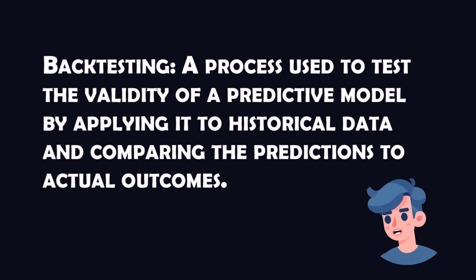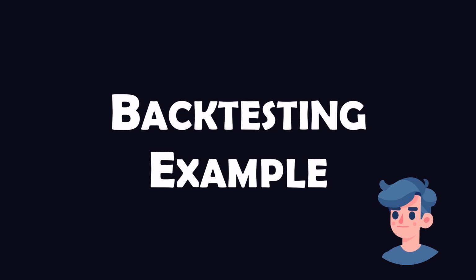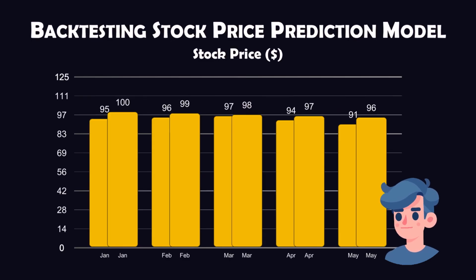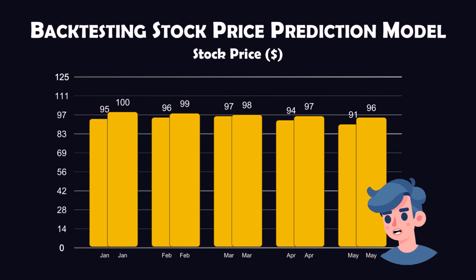So, how do we continually improve our risk models? One way is by using backtesting. This method involves testing a predictive model on historical data to gauge its accuracy and reliability. For example, if you've created a model to predict stock prices, you would compare the model's past predictions to the actual historical prices to see how well it performs.